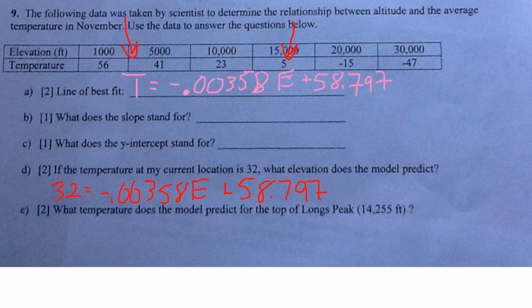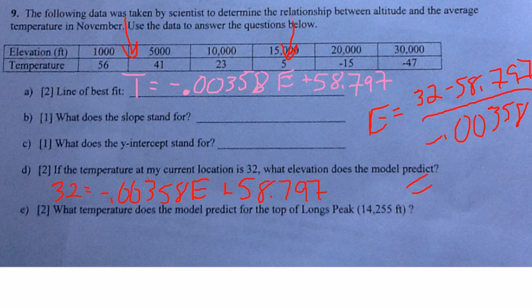So I am going to subtract 58.797 and divide by my slope. And I get my E is equal to 32 minus 58.797 all over the slope, which is -0.00358, which gives me, what does it give me? 7,485.196 feet.